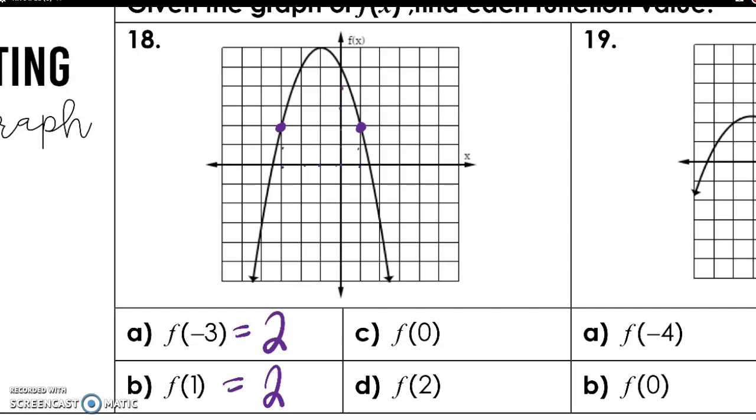1, 2, 3, 4, 5. So again, they give you the x, you're finding the y. F of 2 means count right 2. 1, 2, 3. So down 3 is negative 3.